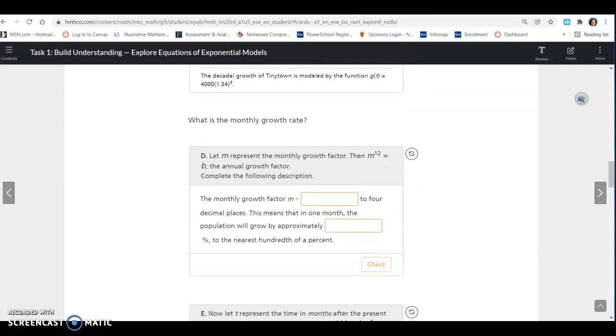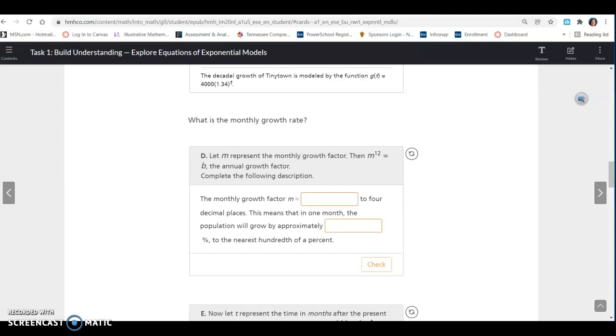Now it says what is the monthly growth rate? Monthly means we're going in the other direction. There are 12 months in a year. It says let m represent the monthly growth factor. Then m to the 12th power equals b, the annual growth factor. Complete the following description.